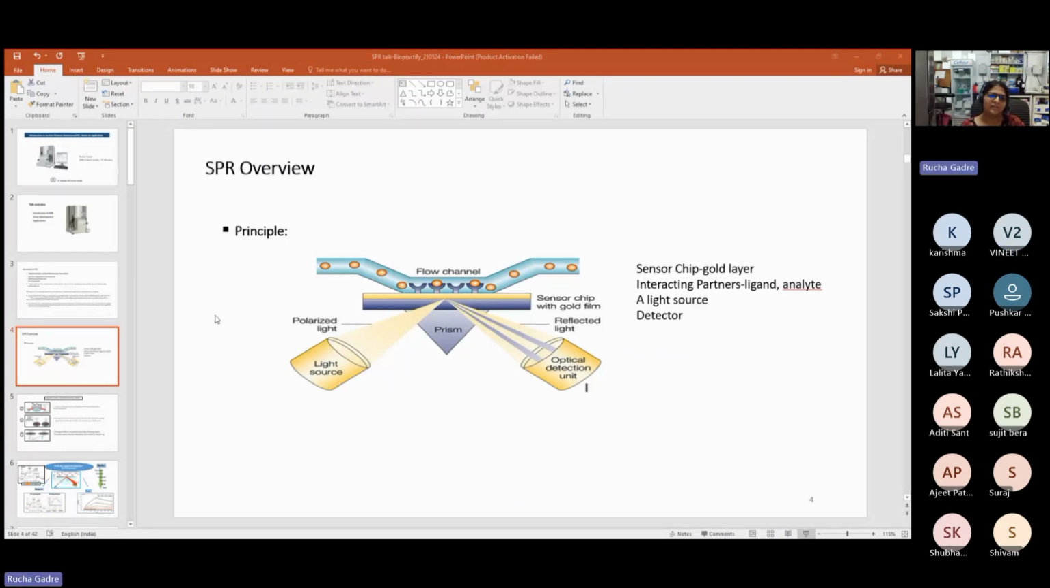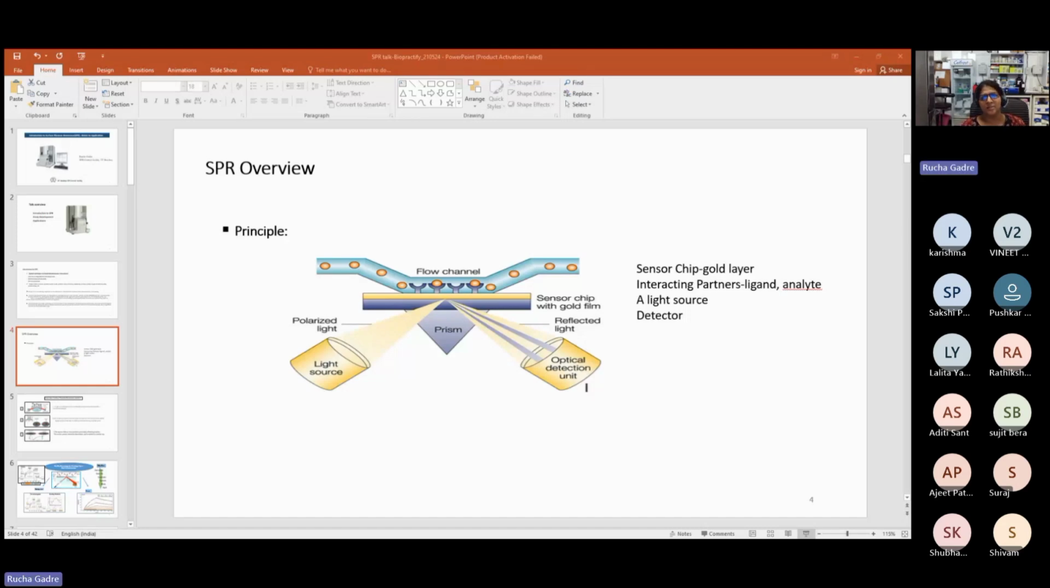As you can see here, there is a light source which is incident on a chip. This chip has a gold layer, and this monochromatic light is incident on the chip, and there is a total internal reflection. As some binding occurs, there will be a change in this total internal reflection. This change is detected by the detector, and this change in angle is plotted against time, which gives us information about the binding event. This is the basic principle of SPR.